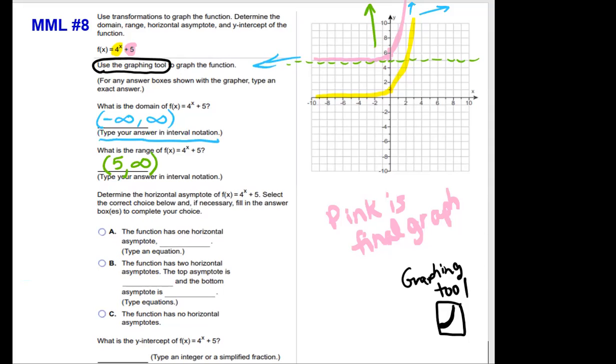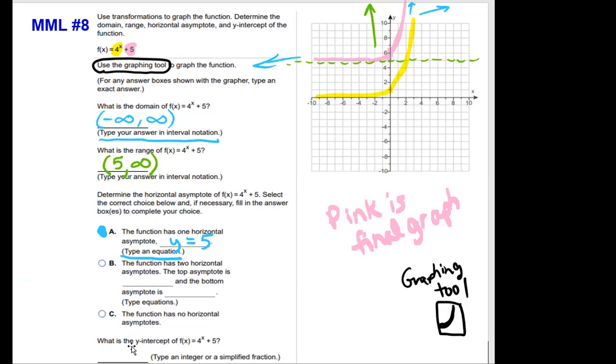And then they ask you, well, what is that horizontal asymptote? And it says, type an equation. All horizontal lines are always y is equal to wherever it's crossing the y-axis, and it's crossing it at 5.